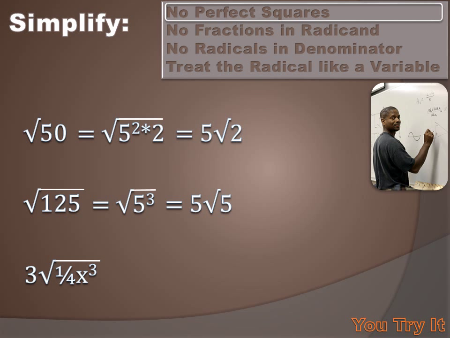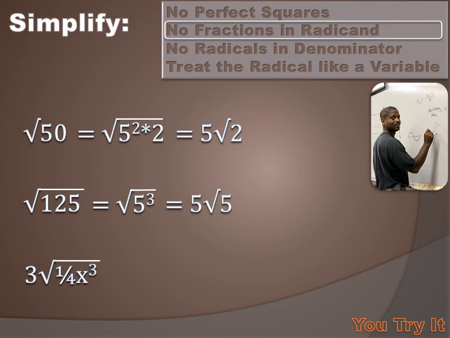The last one's a little harder. I've got 3 times the square root of 1/4 x cubed. And I can see I've got a fraction inside my radicand. And I've got to get rid of that. So in my head, I'm going to change that 1/4 x cubed to x cubed over 4.